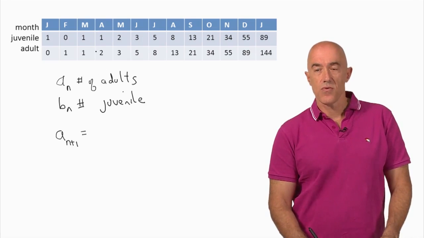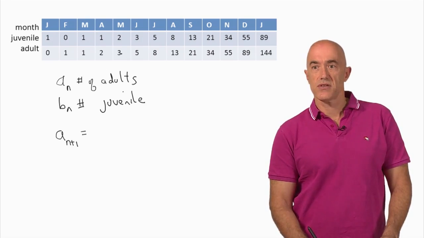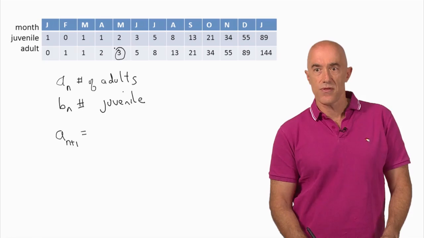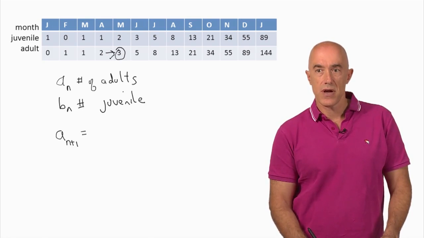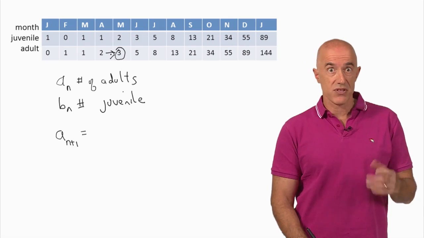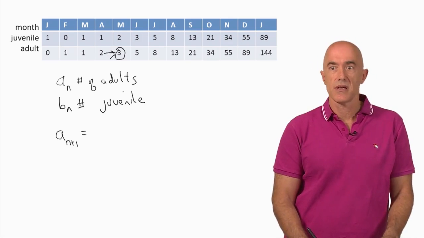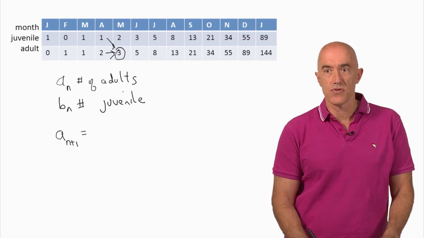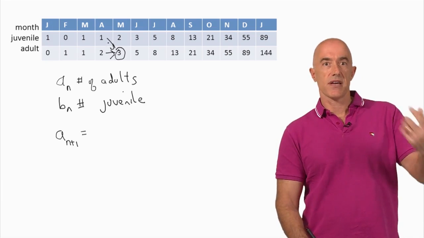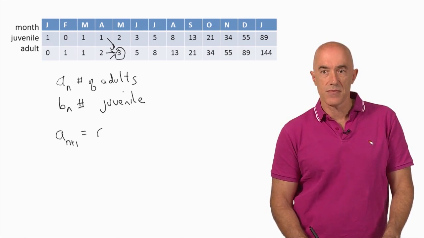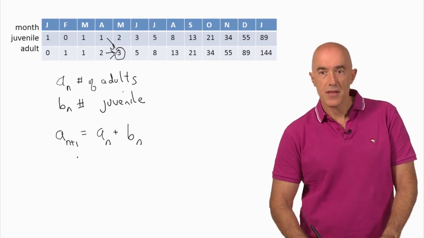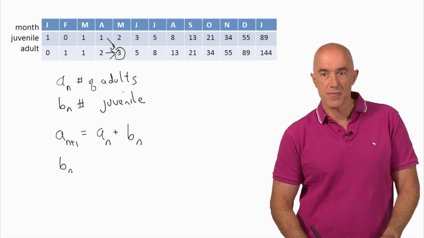From the nth month. Look at this number here, 3. Where did this 3 come from? It came from the 2 adults in the previous month, because no rabbits die in this Fibonacci population. And it also came from this juvenile pair, because the juveniles after 1 month mature into adults. So the adults in the n+1 month come from the adults in the nth month plus the juveniles in the nth month. What about the juveniles in the n+1 month?